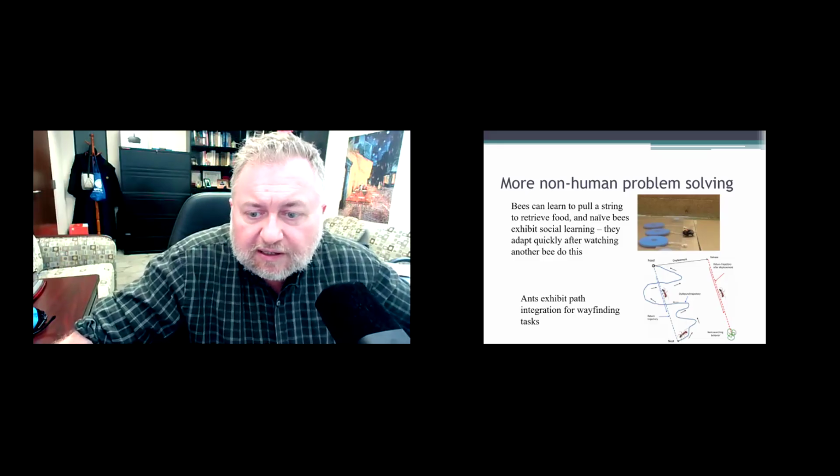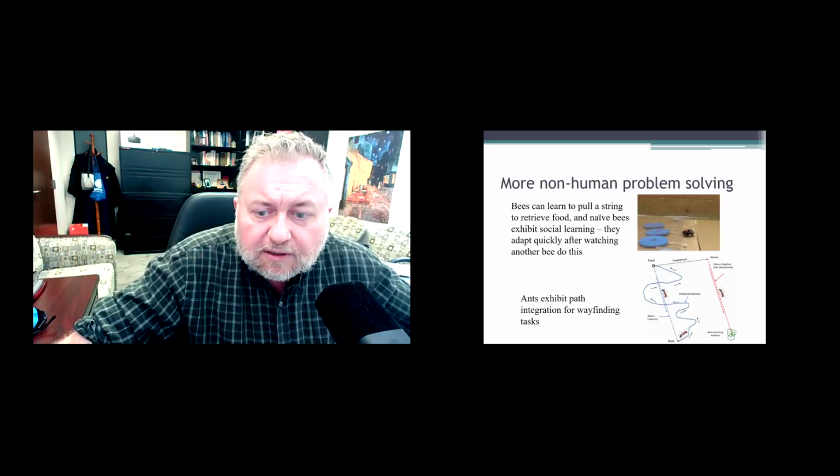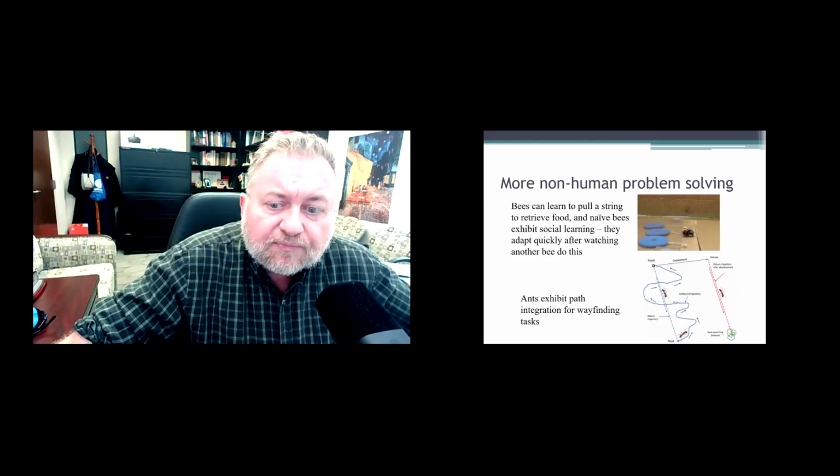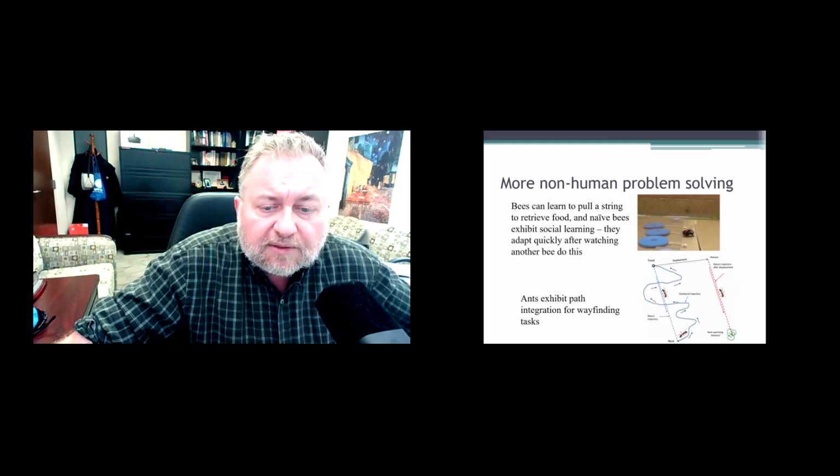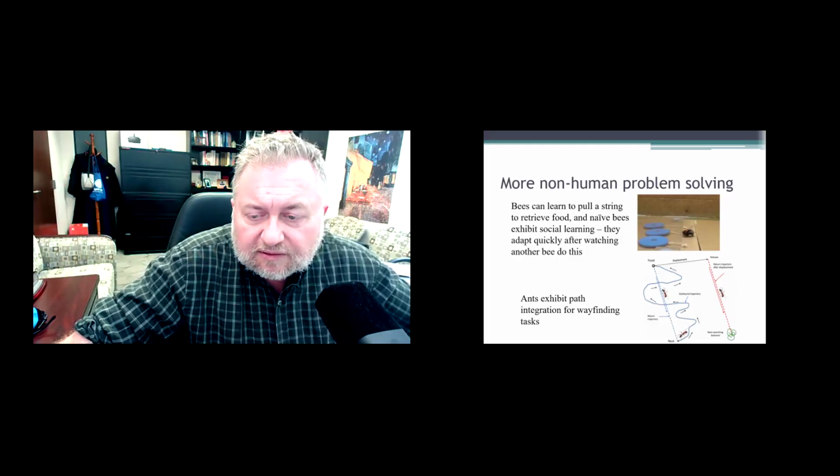We're seeing it even in simpler animals. In bees, here we have, if you look at these blue circular discs, these are small trays that have a small amount of food located at the center of the disc.